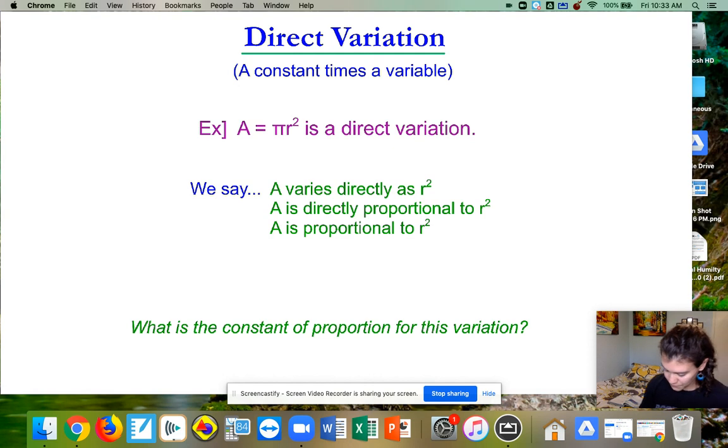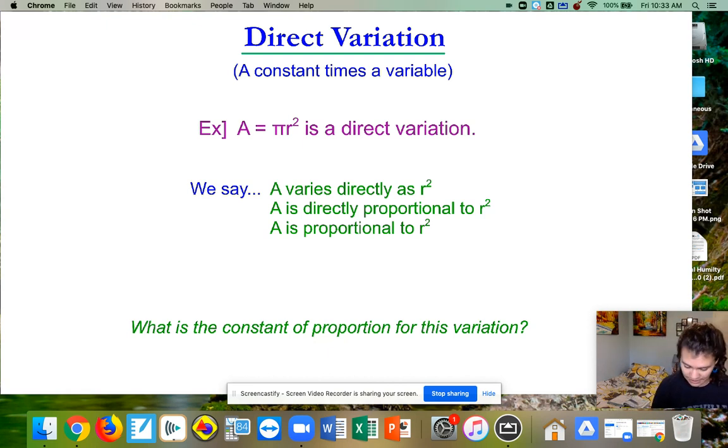So direct variation. We have an example. If A equals pi times r squared, so this would be the area of a circle, this is a direct variation. So we could say A varies directly as r squared, A is directly proportional to r squared, or A is just proportional. So any of those words mean direct variation, and we're going to be talking about word problems in a bit, so you want to know that.